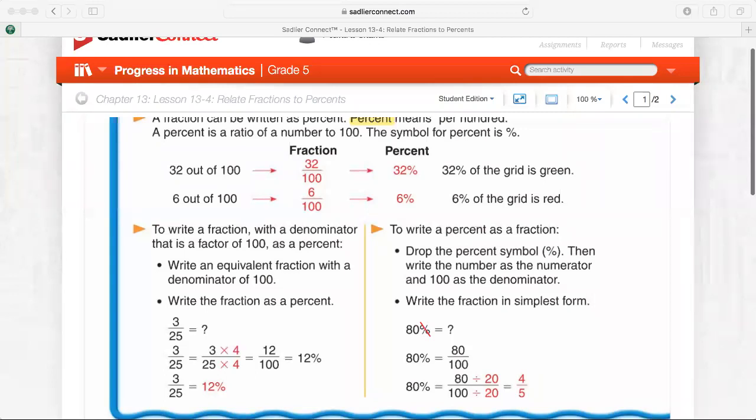Then write the number as the numerator and 100 as the denominator. So the first step is drop the percent symbol. Cross it as if it is not here. And write this number as the numerator and write the denominator of 100. So it will be 80 over 100. So then I'm going to simplify. Divide by 20, divide by 20, it will be 4 over 5. Okay, girls, let's solve some questions.